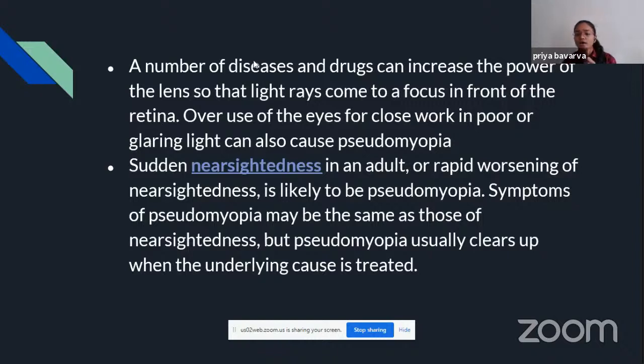Overuse of the eye for close work in poor or glaring lighting can also cause pseudomyopia, like in diamond workers, computer workers, etc. Sudden nearsightedness in an adult or rapid worsening of nearsightedness is likely to be pseudomyopia. Pseudomyopia symptoms are the same as myopic symptoms, but pseudomyopia usually clears up when the underlying cause is treated.